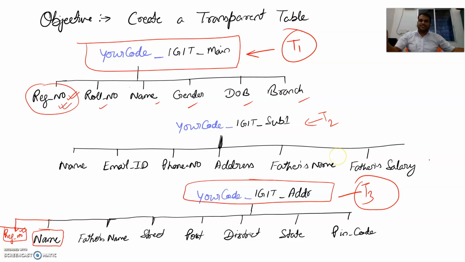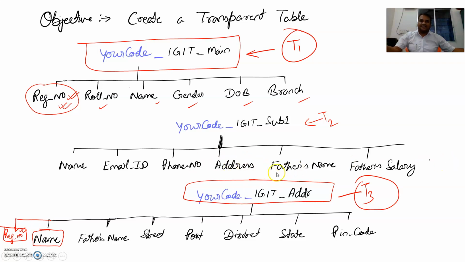Let us consider when a student comes to the college, we take the following record from him, like the registration number allotted, roll number, name, gender, date of birth, and branch. Later on, we would like to form a table which is related to the first table. Whoever the student is, he has got his registration number and name. So we would like to collect his personal data like name, email ID, phone number, address, father's name, father's salary.